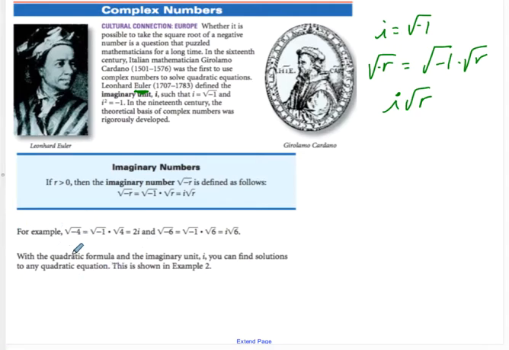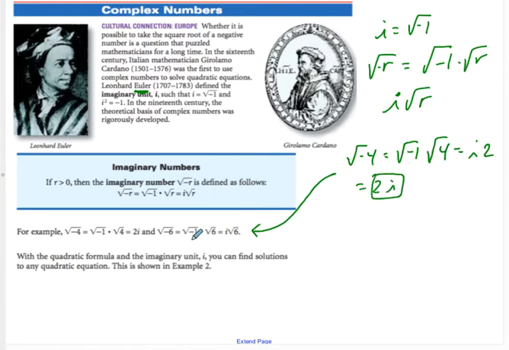For example, they give you the example of the square root of negative 4, right? So the example here is that the square root of negative 4 would be the same as the square root of negative 1 times the square root of 4. Well, that's an i times a 2, so you'd get a 2i, right?